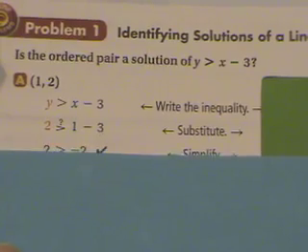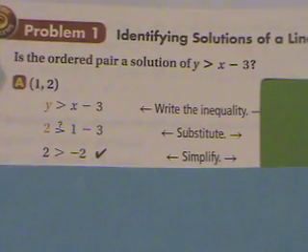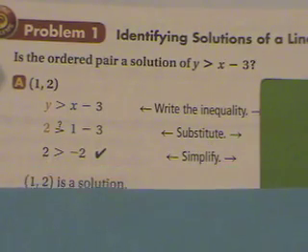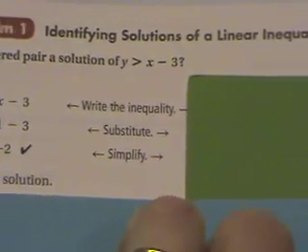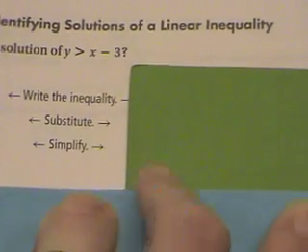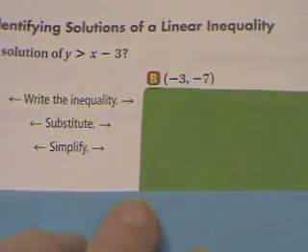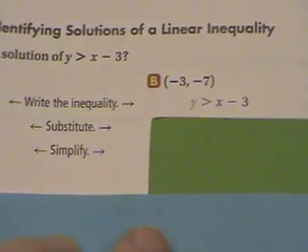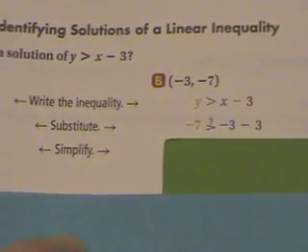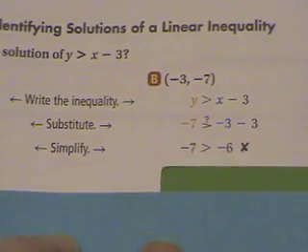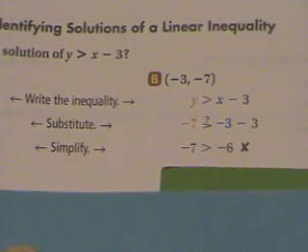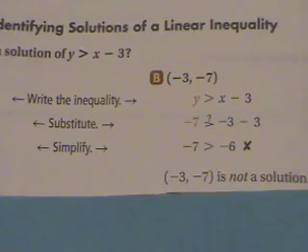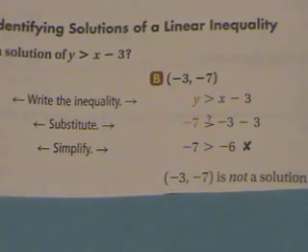Is 2 greater than 1 minus 3? And yes, in fact it is. Woohoo! That ordered pair works. 1 comma 2 is a solution. Try it out again on the right side of the page. The second ordered pair they give you is -3, -7. Write the inequality, plug in the numbers they give you, do the math. -7 is not greater than -6, so -3, -7 is not a solution to this inequality.